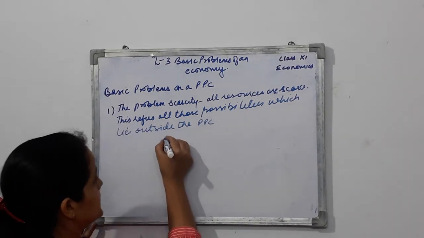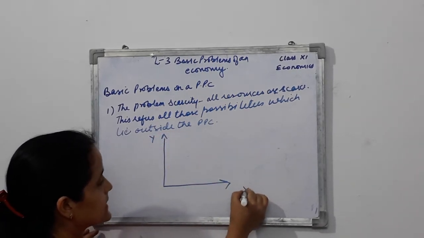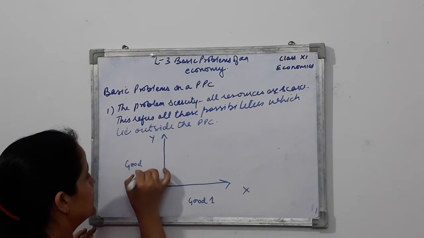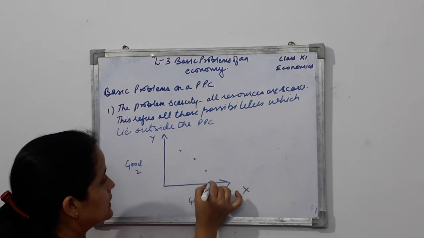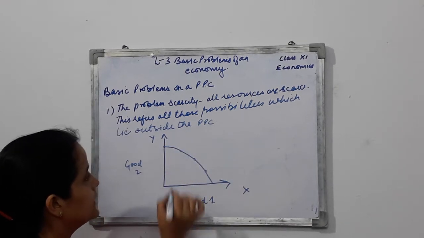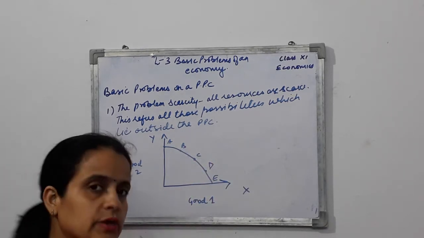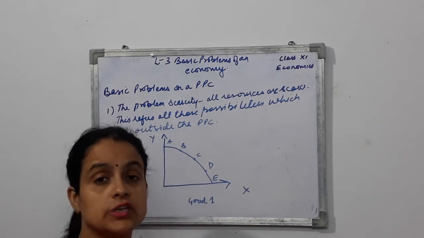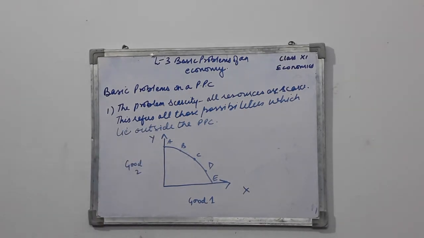So let's understand this. We'll draw a PPC. This is your y-axis, this is x-axis. This shows good 1 and this is showing good 2, right? Now I told you that there are different combinations, right? These are different combinations A, B, C, D and E. I've explained this to you earlier also. Now these A, B, C, D, E are the possibilities which we can achieve. These points A, B, C, D, E are the different combinations that can be achieved, right?